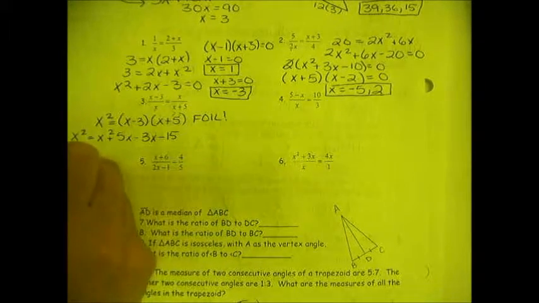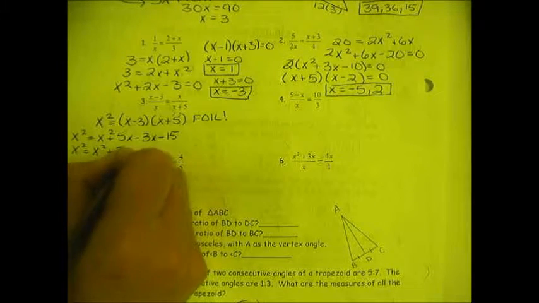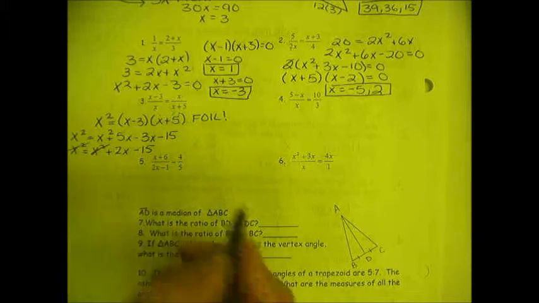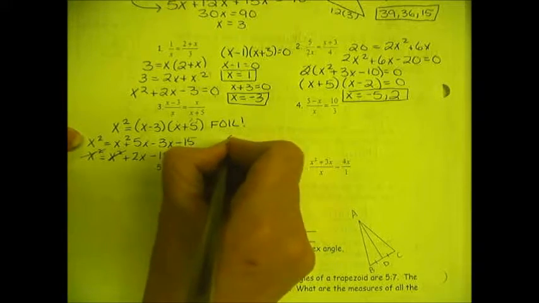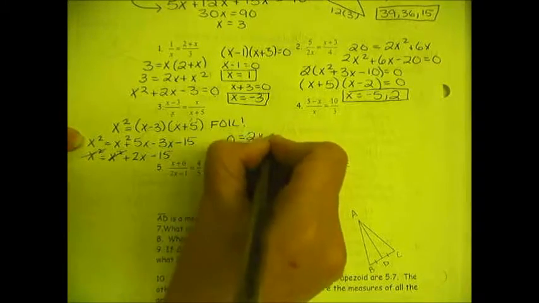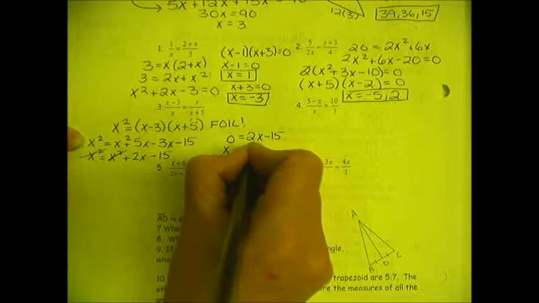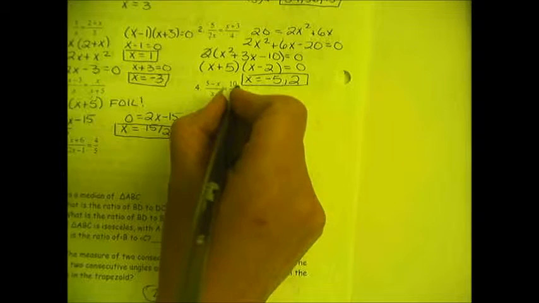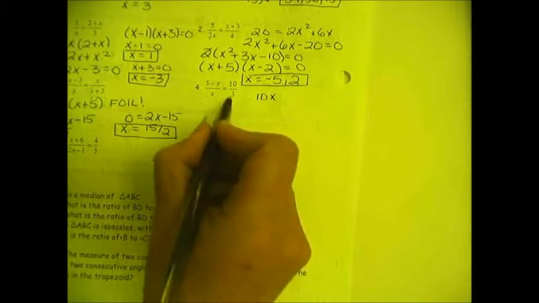Okay, so first is x squared. Outer is 5x. Inner is negative 3x. Last is negative 15. So x squared equals x squared plus 2x minus 15. This is nice. The x squareds are gone. So we get 0 equals 2x minus 15. 2x equals 15, and so x, of course, is going to be 15 over 2, or 7.5. Yay! Moving on. Next problem.